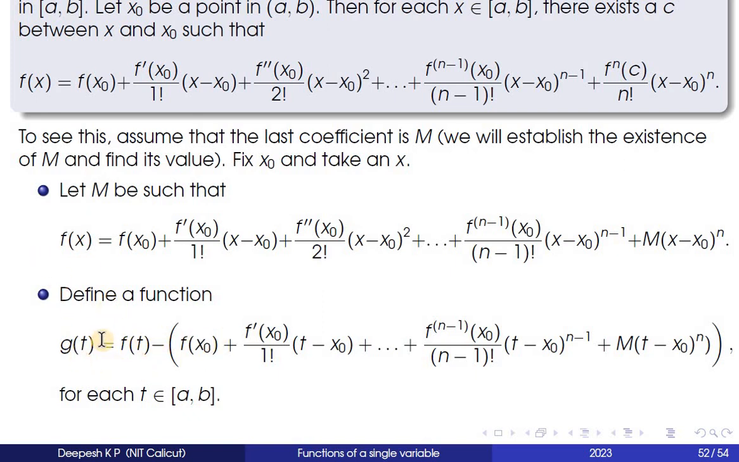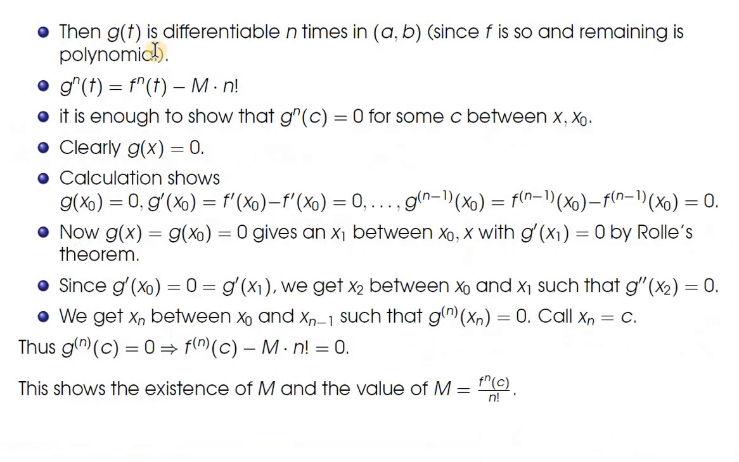And you also know that g of x is equal to f of x minus the right side with t replaced by x. Since our m is such that f of x equals the right side, this becomes f of x minus the same, so it will be 0. So g of x is equal to 0. Then g of t is differentiable n times in the open interval (a, b) because it is just f of t minus a polynomial. Polynomials are differentiable any number of times, and f of t is differentiable n number of times. So g of t is a differentiable function.